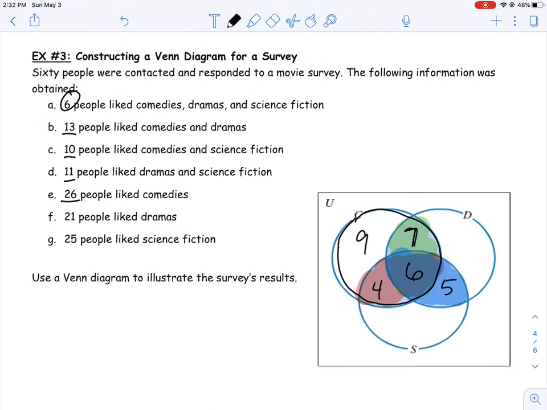I got 9, did you? That's 26 minus 7 minus 6 minus 4. So I can make sure that I have a total of 26 people in the comedy bubble. I want you to do the same thing for the drama and the science fiction.